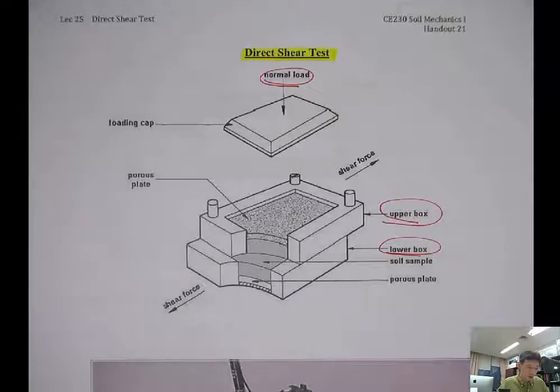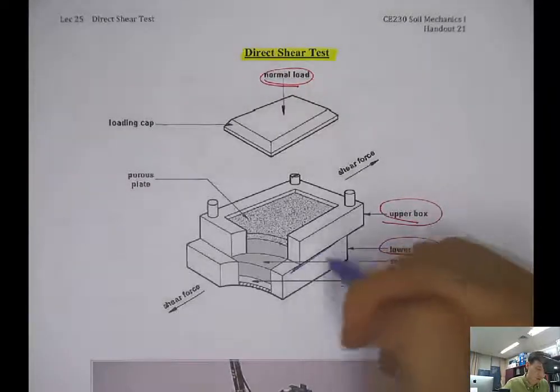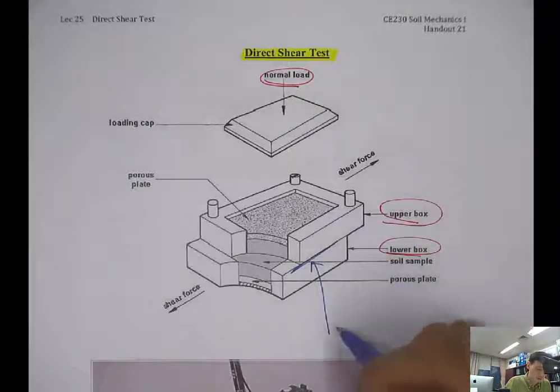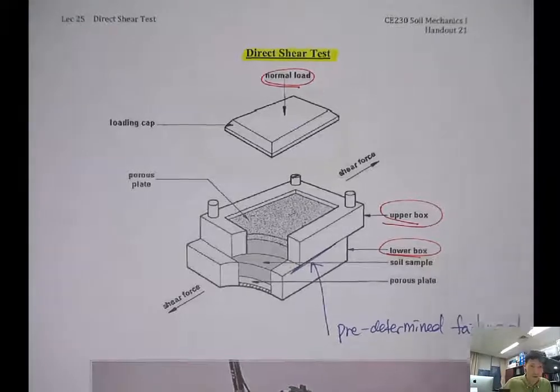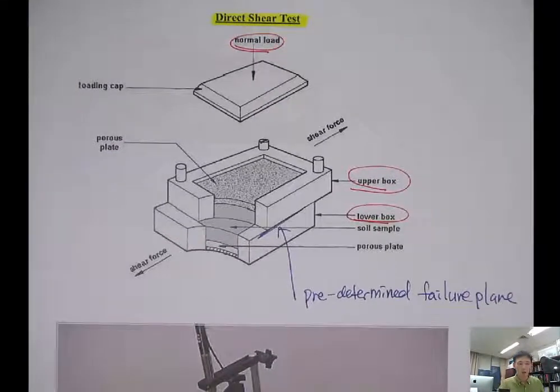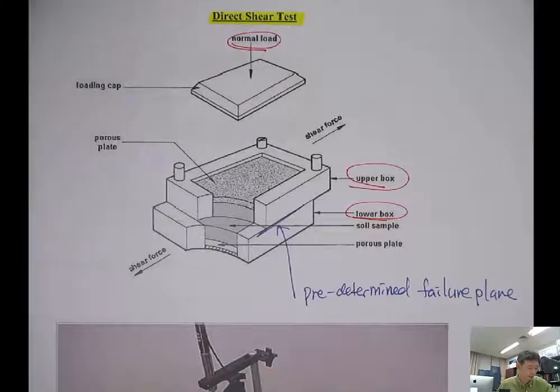The unique characteristic of the direct shear test is that you're defining the failure plane beforehand, a predetermined failure plane. So in the direct shear test, the failure plane is horizontal. And that makes the calculation very easy and you obtain the shear strength very easily.